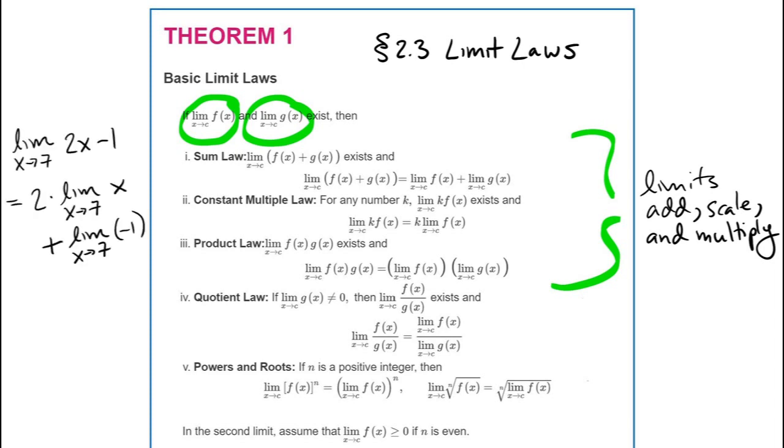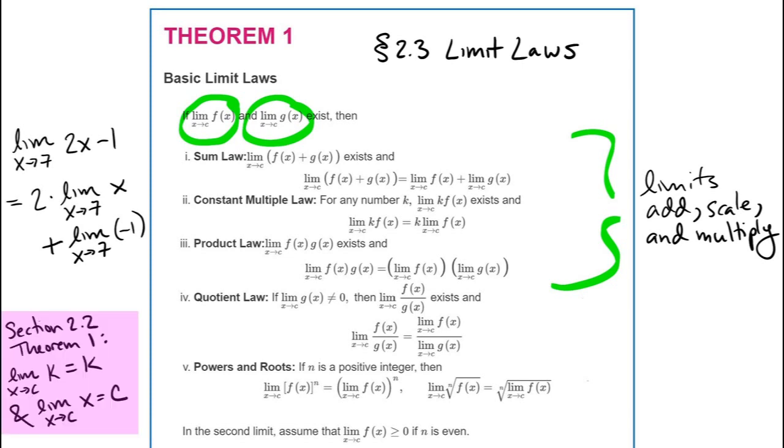So for instance, if you wanted to calculate the limit of 2x minus 1 as x goes to 7, you could think of that as twice the limit of x plus the limit of minus 1. In section 2.2, the first theorem gives us the limits of these basic building blocks. So this limit is just 2 times 7 minus 1.